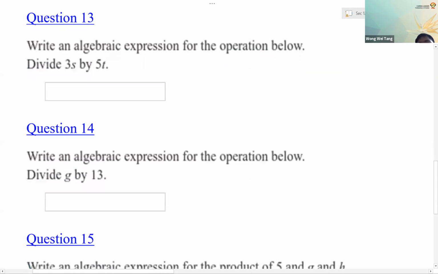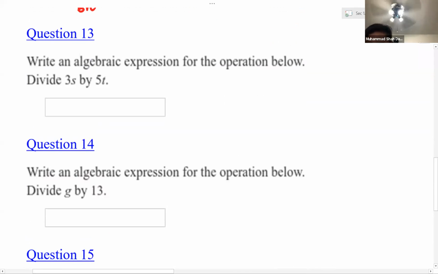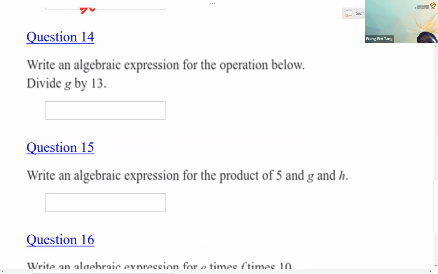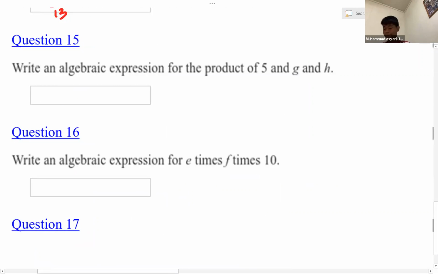Okay, now, 13, 3s divided by 5t. Shah, can you help us with this question 13? Unmute yourself, tell me what I should write. 3s over 5t. Very good, 3s over 5t. Next one. Ashari, what do we have as the answer for question 14? G over 13. Very good. G over 13. Okay, let's continue.